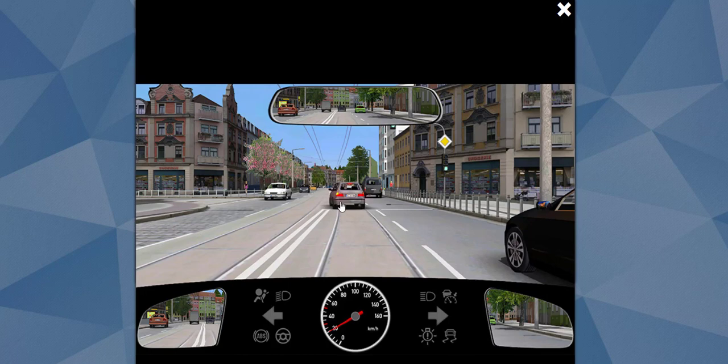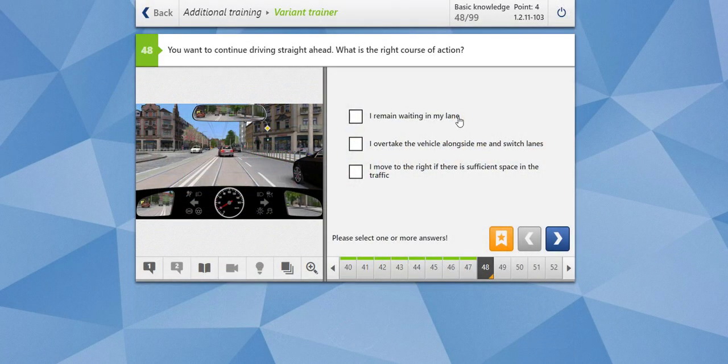So there could be two options. Either you remain in this lane and wait till the car has completed the turn, or if there is sufficient space, you can move over here and then you can proceed straight ahead. Let's look at the options. I remain waiting in my lane. Yes. If you want to be in the lane in which you are, you have to wait.